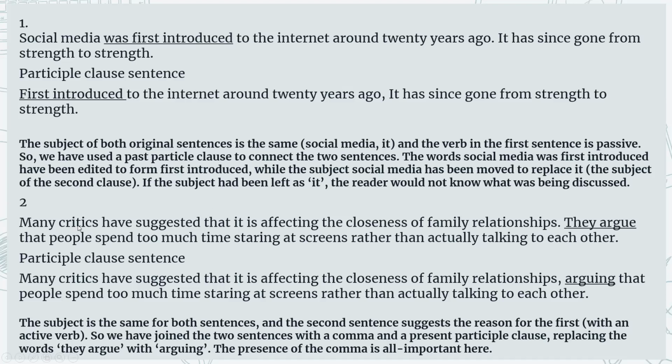And the second sentence suggests the reason for the first, of course, with an active verb. It's not the passive. That's why we can join these two sentences with a comma and a present participle clause, replacing the words "they argue" with "arguing." We replace "they argue" with "arguing." Okay. And the presence of the comma is all important here. It's crucial. You have to use the comma.